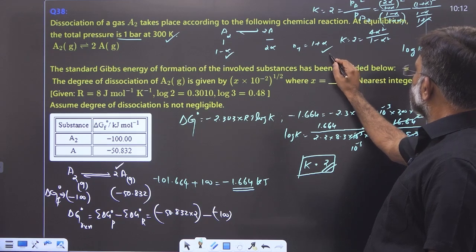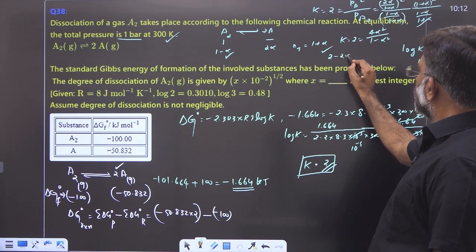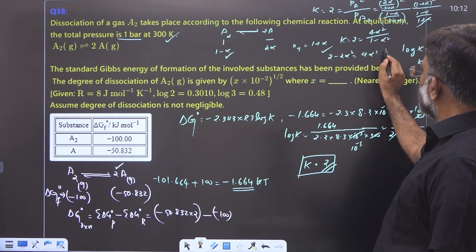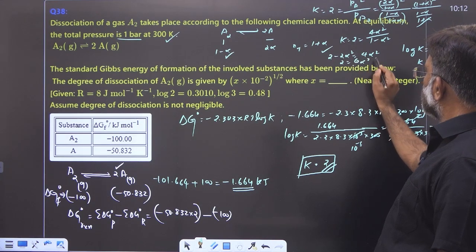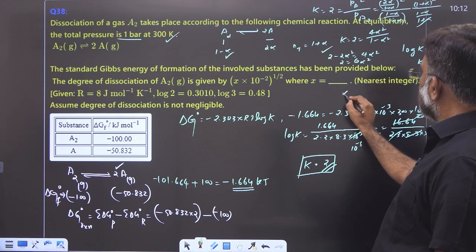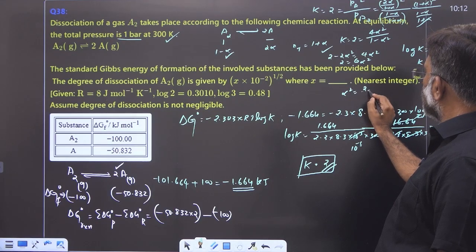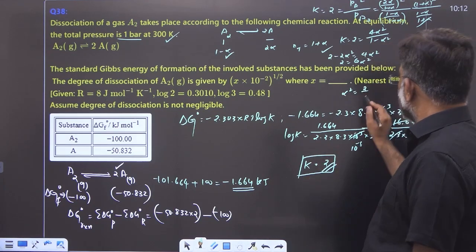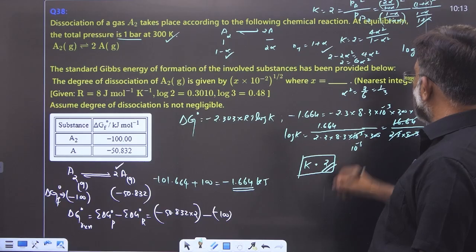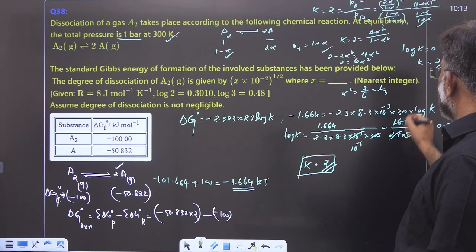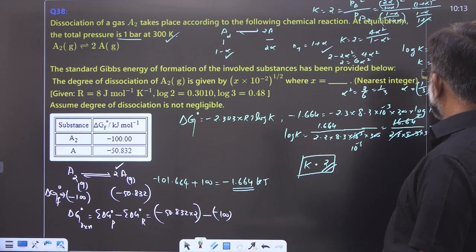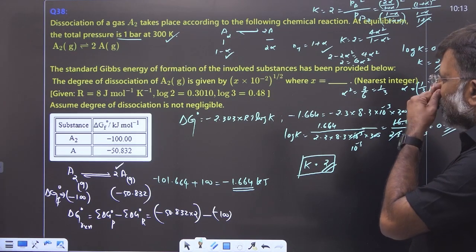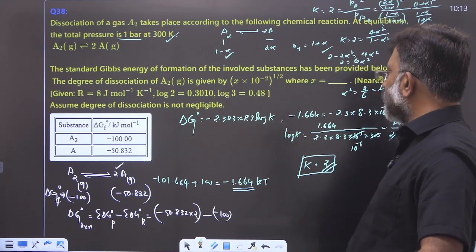That means 2 minus 2 alpha square equal to 4 alpha square. That is 2 equal to 6 alpha square. That is alpha square is equal to 2 by 6, that is 1 by 3. Alpha square equal to 1 by 3 and alpha equal to 1 by 3 raised to half. Okay. അത് ഇവിടെ equate ചെയ്യാം.